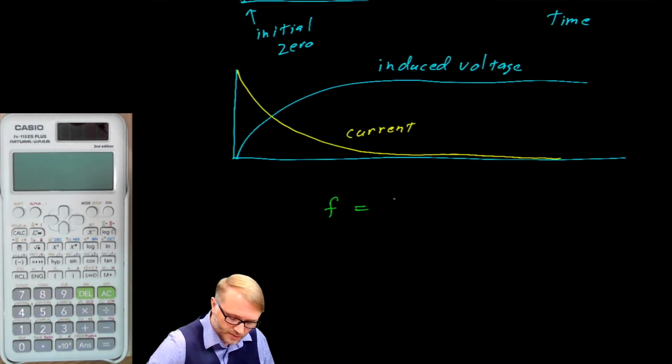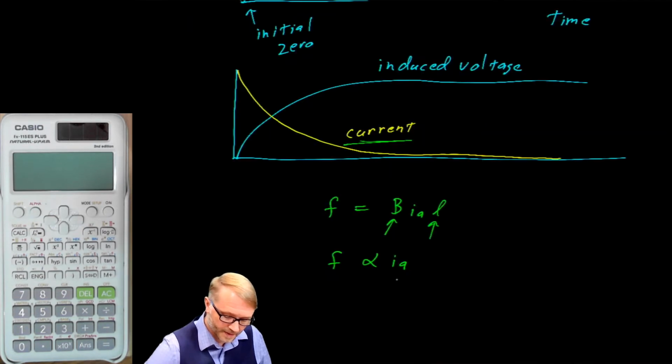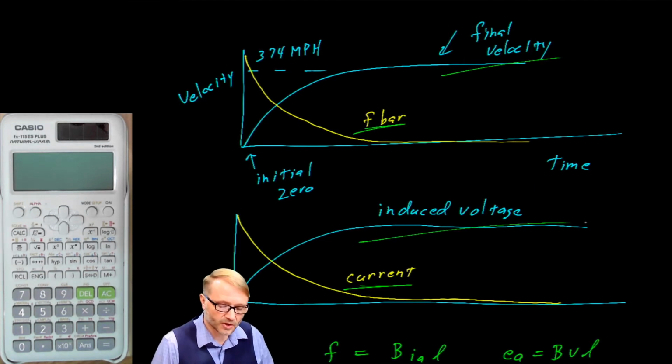Remember, our force was the B field by the time varying current by the length. B is fixed, L is fixed, therefore force is proportional to current. And you can see that here, the force on the bar shares the same shape as the current. From our voltage equation, that is B by velocity by L. Again, B and L are fixed. Therefore, the induced voltage is proportional to the velocity. So there's the velocity, and there's the induced voltage. They look similar.